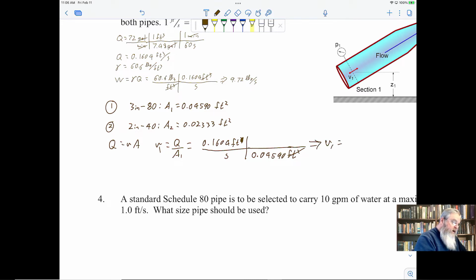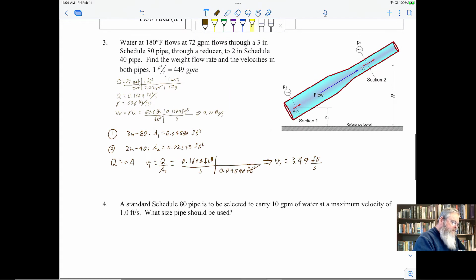So V1 is 3.49 feet per second. What about V2? V2 is smaller, right? Section 2 is a smaller area than section 1. So what do we expect the velocity at 2 to be if it's a smaller area? Well, if the area goes down, the speed goes up. How does it actually play out? Let's see.